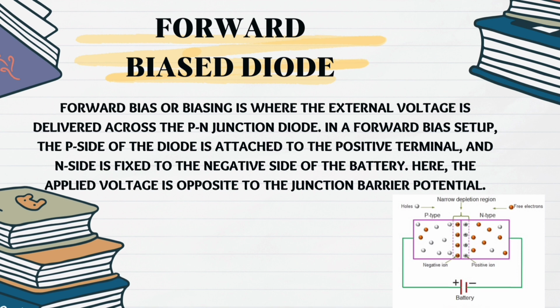Forward biasing is where the external voltage is delivered across the p-n junction diode. In a forward bias setup, the P side of the diode is attached to the positive terminal and N side is fixed to the negative side of the battery. Here, the applied voltage is opposite to the junction barrier potential.